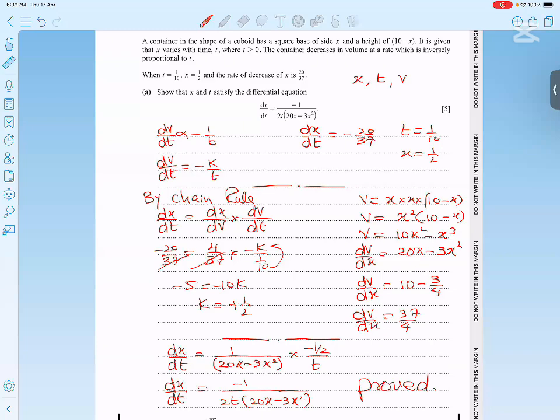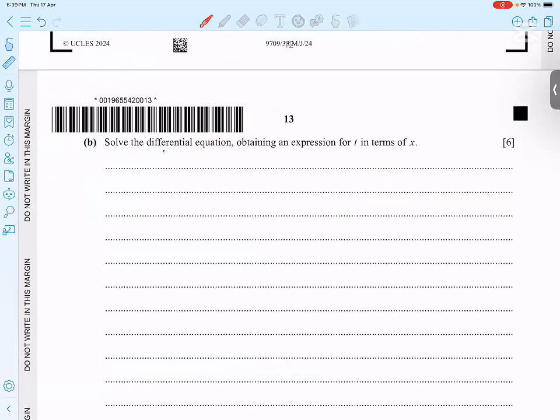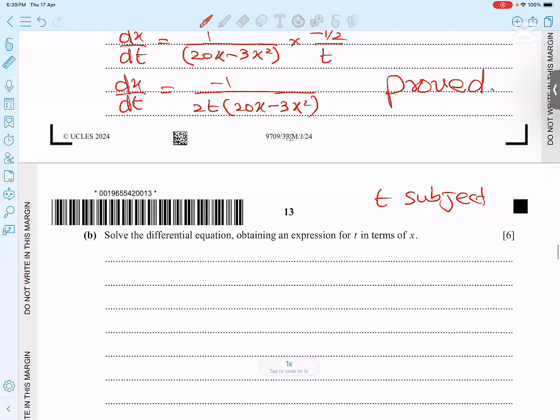And now, students, we have to go for the next part. He's saying solve the differential equation and try to obtain t in terms of x. So t is my subject. So how to make it the subject? So let's try to solve this one. First of all, cross multiply. It goes there, it goes there on the other end. So I will get 2t into 20x minus 3x to power 2 dx is equal to negative dt.